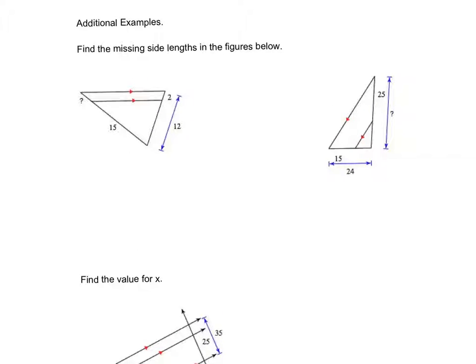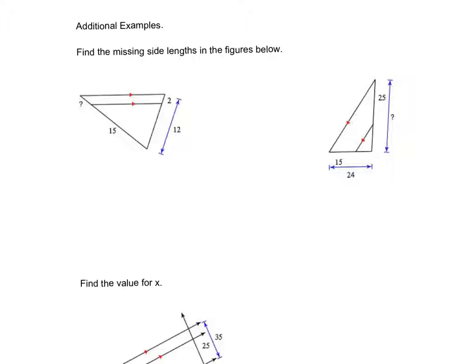In our last examples, we are going to find missing side lengths using the fact that we have parallel sides. So we're going to be using the triangle proportionality theorem. So we know that these two sides are parallel. So using that fact, we know that 15 over the question mark, which I'm going to label as x, has to equal this first segment over 2.